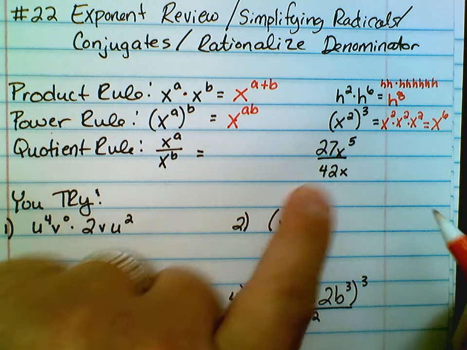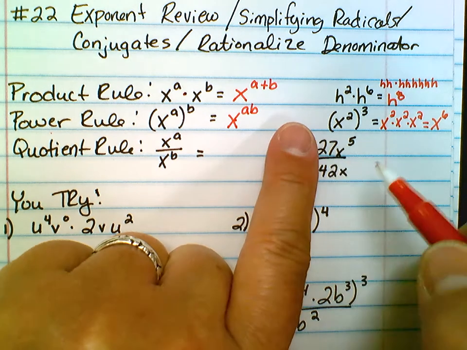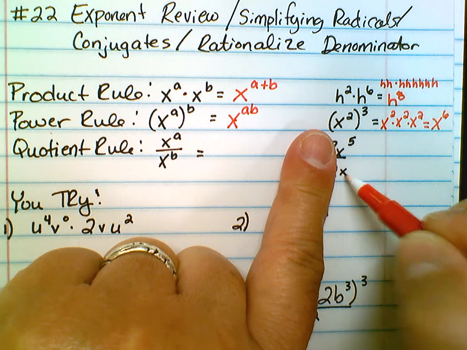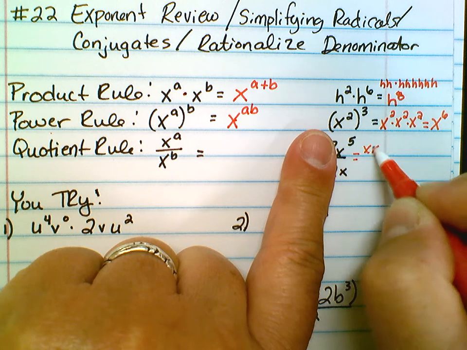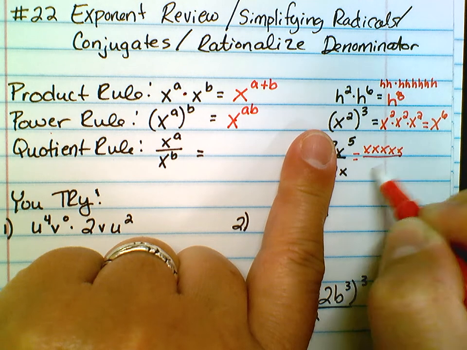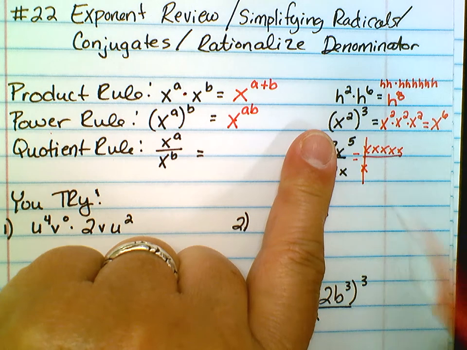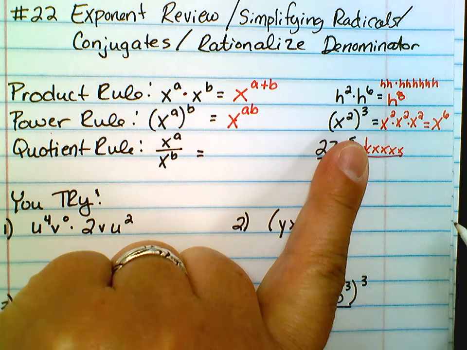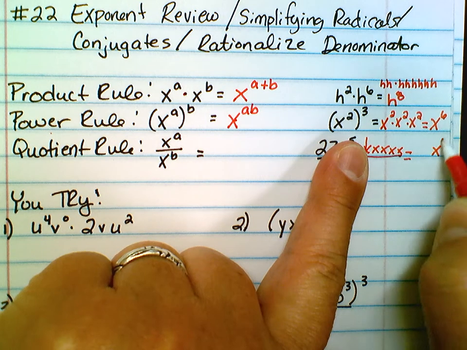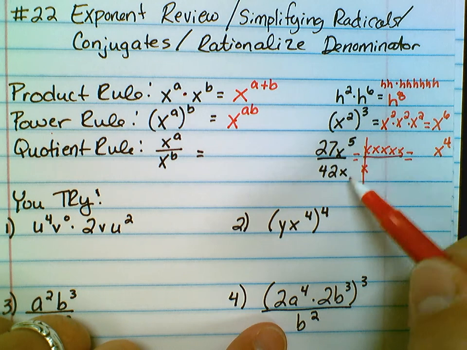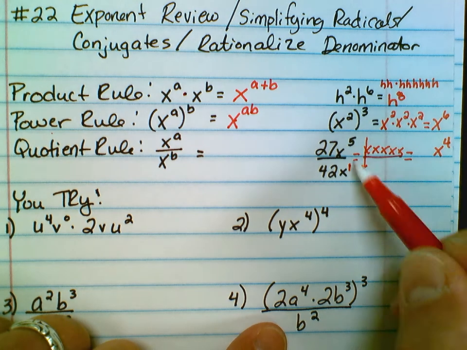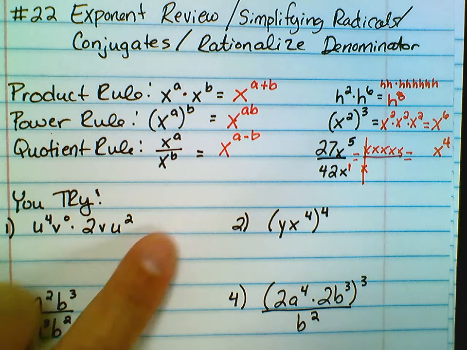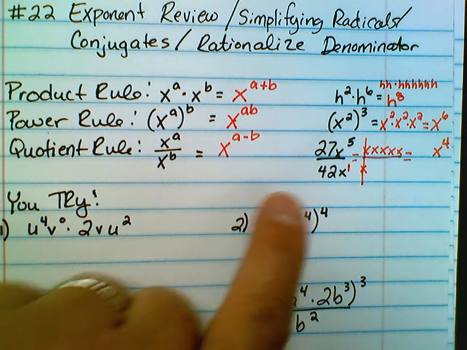Then for the quotient rule, if I ignore my values right now, my coefficients, I have x to the fifth divided by x. Again, I can look at that expansion, and hopefully you remember anything divided by itself is 1. So it pretty much disappears, and I'm left with this x to the fourth. So x to the fourth is what I have left. So the shortcut would be 5 subtract 1 is 4. So x to the a minus b would be my shortcut.